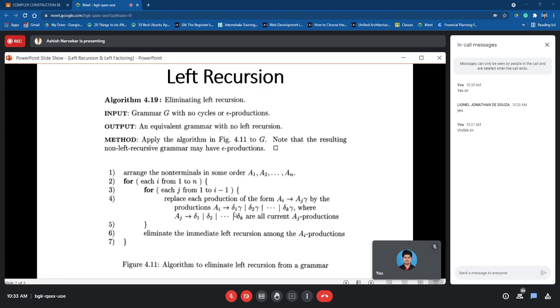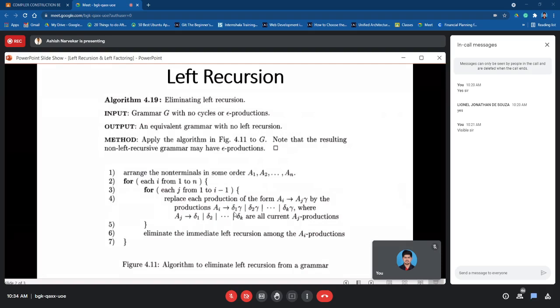In this case, it says replace each production of the form Ai derives Aj gamma by the production Ai derives delta 1 gamma or delta 2 gamma or so on till delta k gamma, where Aj derives delta 1, delta 2, so on till delta k are all current Aj productions. Eliminate the immediate left recursion among the Ai productions, and then this loop will continue. So this is a formal algorithm which you all need to understand and know.